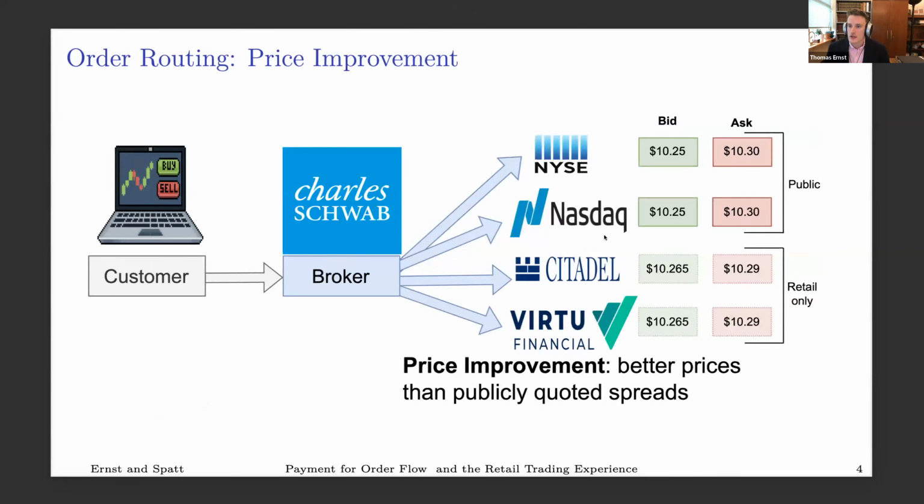The first way is through offering price improvement. If you think about NASDAQ or NYSE, these are exchanges, so their quote under Reg NMS has to be publicly available to anyone who wants to trade at that price. And it's an anonymous market. You don't know who's coming in. If firms like Citadel or Virtu can get orders directly from Schwab, they know they're getting a retail order, and they're able to offer better prices than publicly quoted spreads. We're going to call this price improvement. And what's important about price improvement is it goes to the customer. The customer is getting a better price than they would have gotten trading somewhere else.